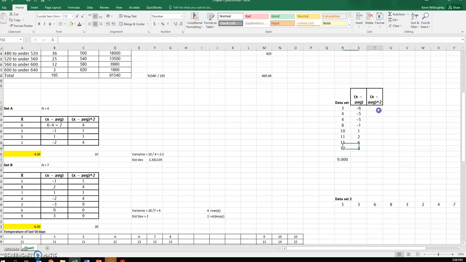Okay, and then that third column is squaring that number. So negative 6 squared is 36, and so on. There, we have squared that middle column. The following step is to add up that last column, and we get a value of 192.